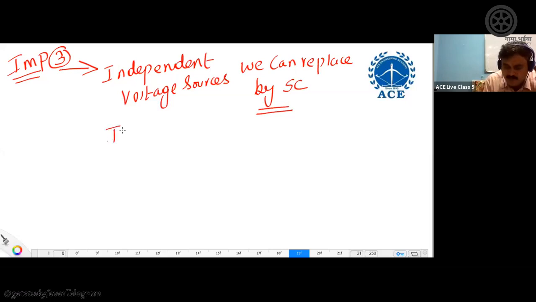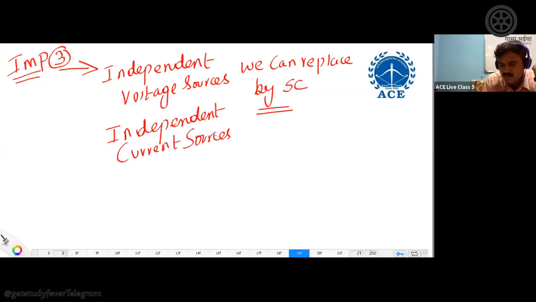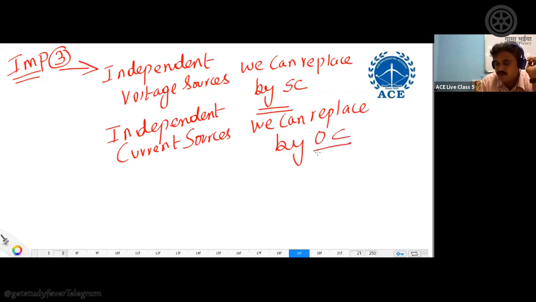Similarly, in a network, if you have independent current sources, then we can replace them by an open circuit. So if at all you want to remove any independent current source from a network, you can replace it with an open circuit. This is how you can remove independent sources from a network. Without the action of a source, you can calculate especially R equivalents in a circuit.